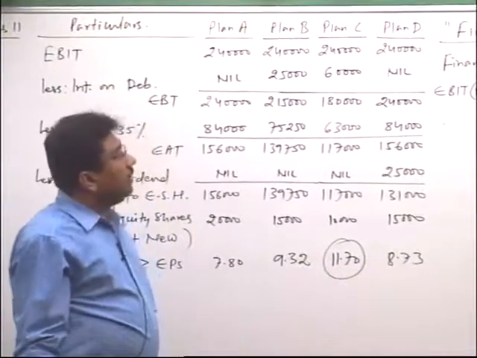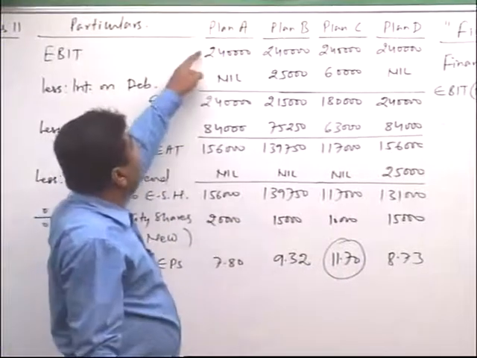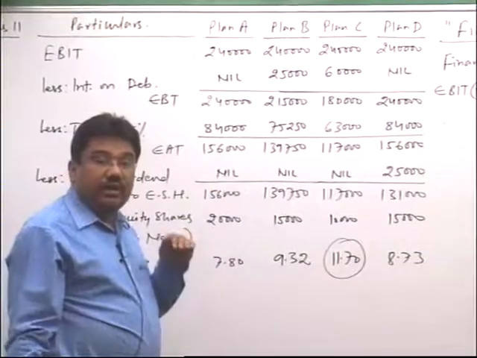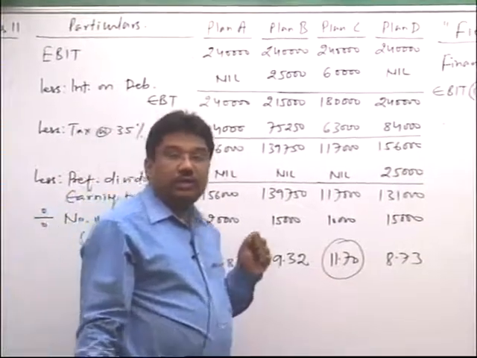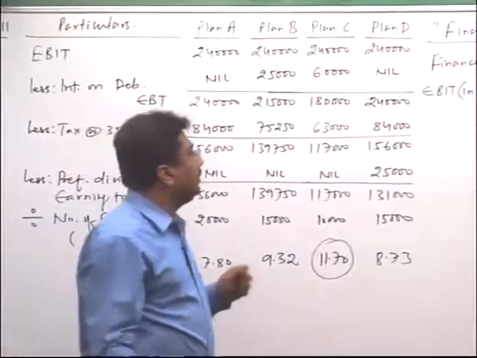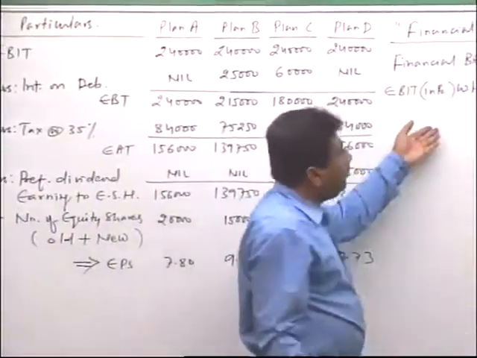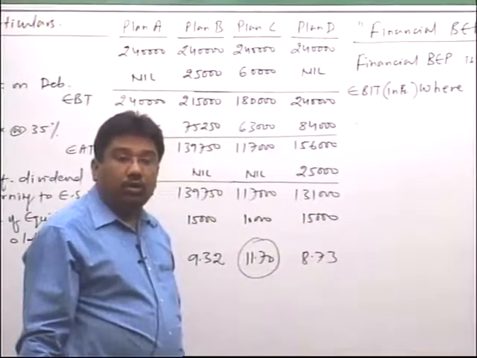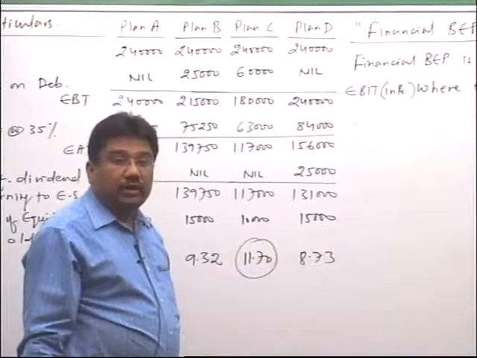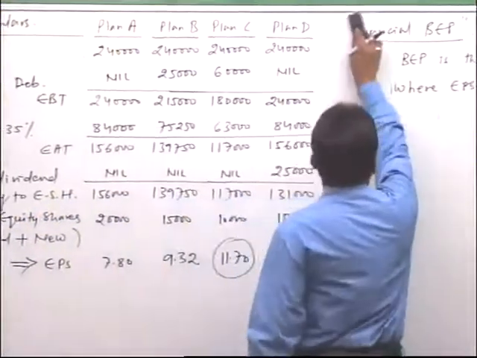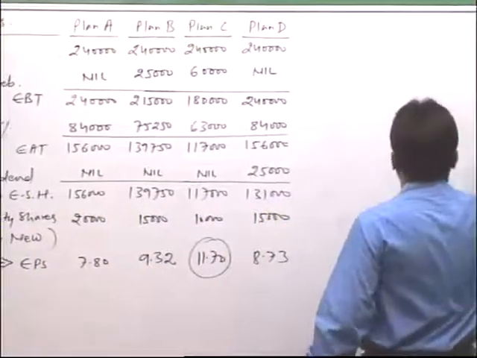So financial BEP indicates the level of EBIT where the EPS is 0. At any level of EBIT, if the EPS becomes 0, then you can say that that level of EBIT is the financial break-even point. Now, how to calculate the financial break-even point? It means what should be the amount of EBIT so that the EPS becomes 0. For that, please write down the formula of financial BEP.